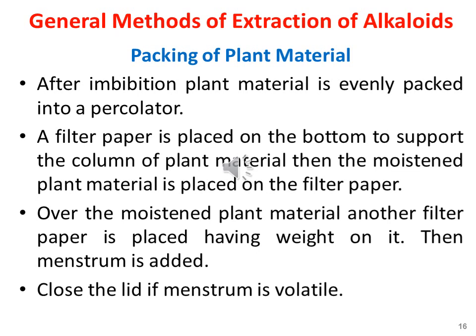Over the moistened plant material, another filter paper is placed with a weight on it, then menstruum is added. Close the lid if the menstruum or the flowing liquid is volatile. It will provide even packing, or fine packing, of the plant material for the percolation process.